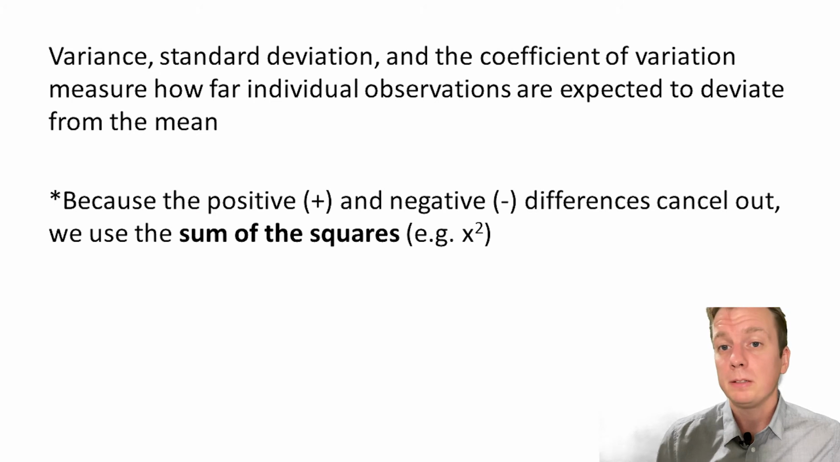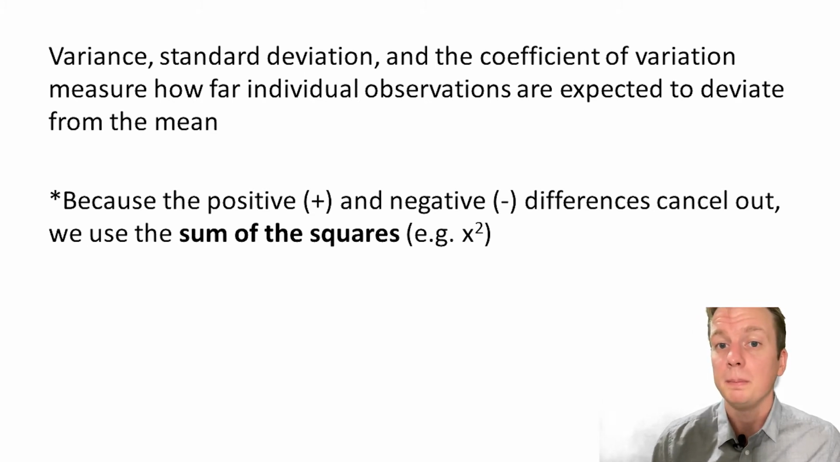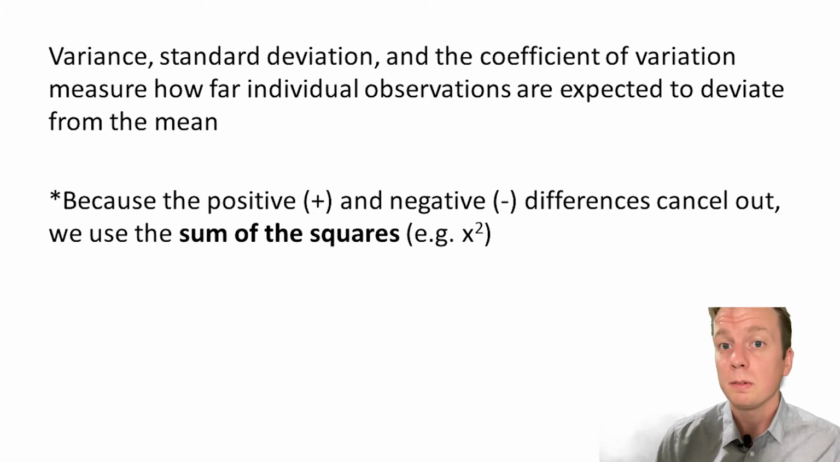We can also measure variation more elegantly by calculating variance and standard deviation. Both of these measure how far individual observations are expected to deviate from the mean, because the differences between all observations and the mean sum to 0. Standard deviation and variance work from the squared difference between observations and the mean. We call this the sum of squares.